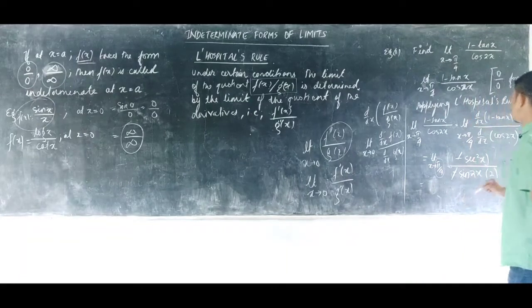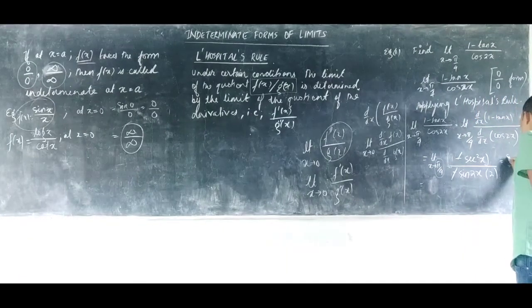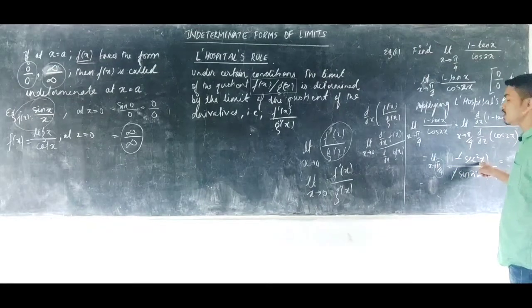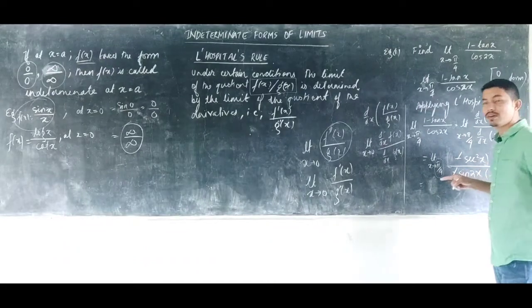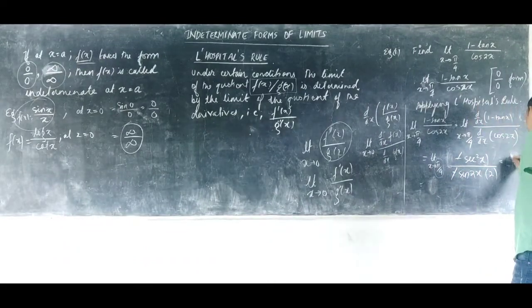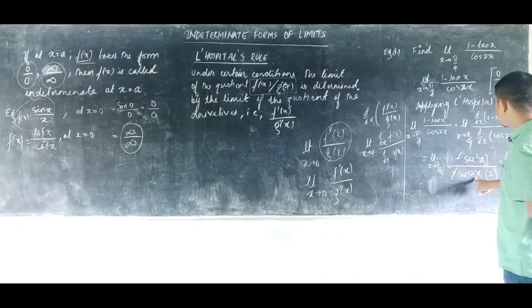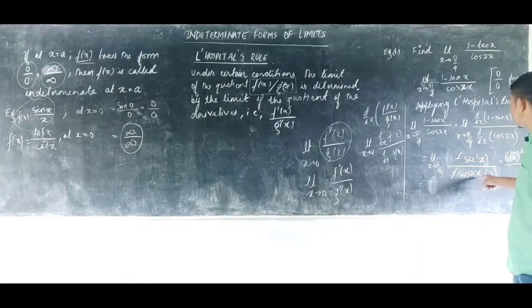So, if I put pi by 4, it will give me sec square of pi by 4. So, what is the cos of pi by 4? It is 1 by root 2. So, sec square of 45 will be equal to root 2 square, okay, divided by, now what will be the sin 2x?